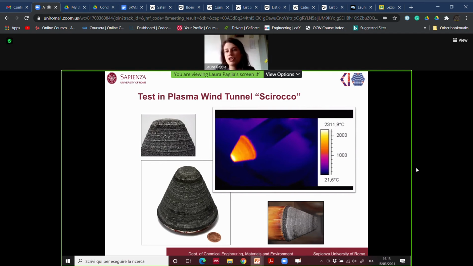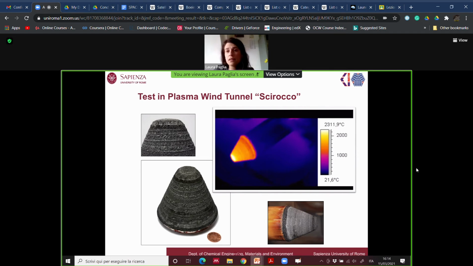What is spallation? Spallation is a phenomenon of rupture of the material very concentrated in a point. So we do not have pieces of material which go away from the material, and so we have no cracks or holes inside the material, and this is very, very important.